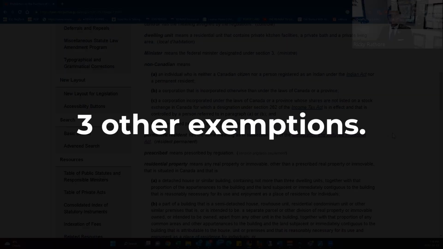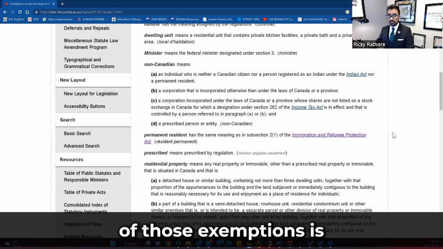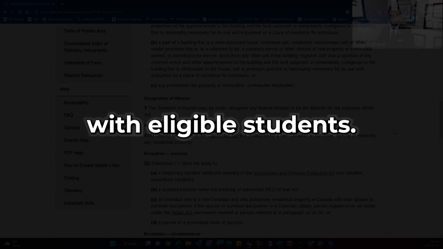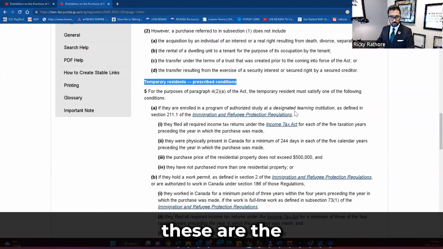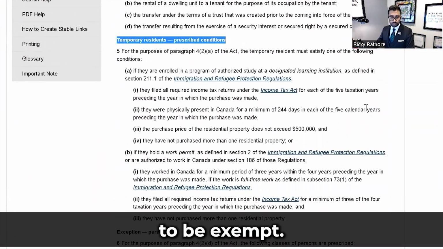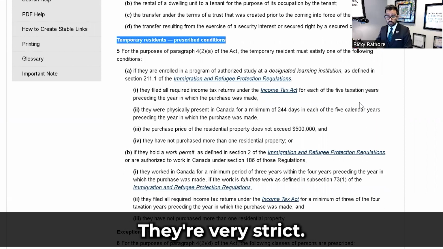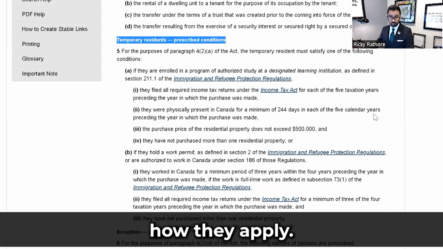Now, there's 3 other exemptions. The first of those exemptions is when we're dealing with eligible students. Now, if you're a student, these are the qualifying criteria to be exempt. They're very specific, they're very strict. You need to understand how they apply.